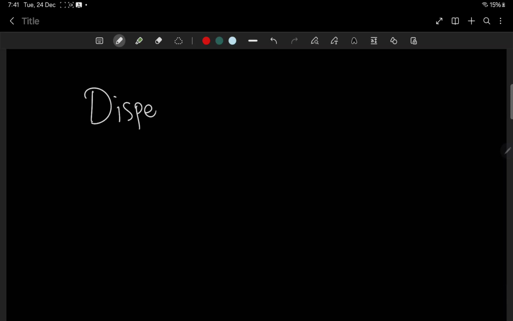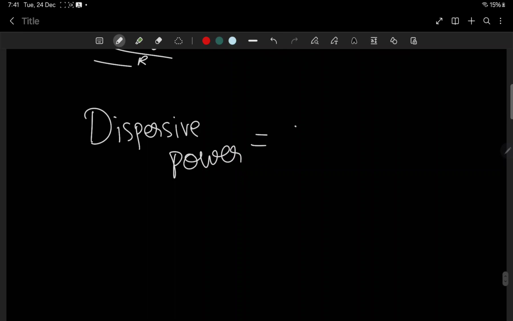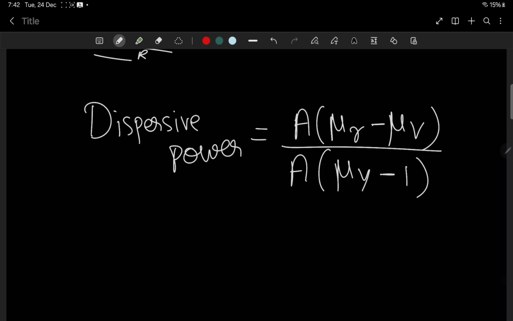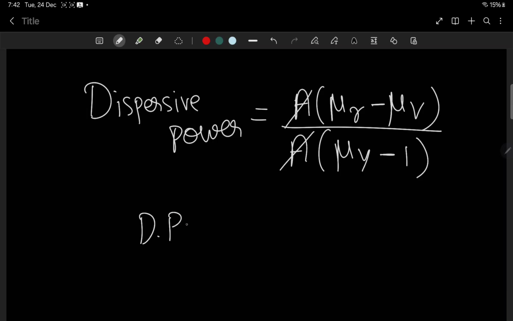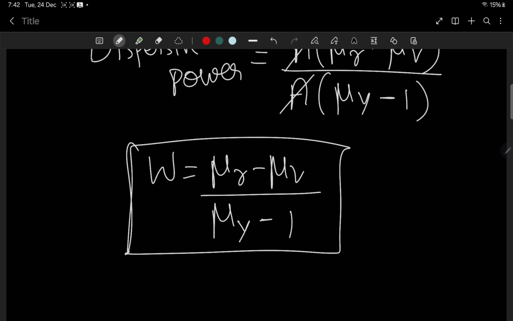So dispersive power means angular dispersion divided by the mean deviation of yellow. For a thin prism, the angular dispersion is A times mu v minus mu r, divided by A times mu yellow minus 1, which is the deviation formula for a thin prism. A cancels. For dispersive power we use omega or W as the symbol. Therefore dispersive power equals mu v minus mu r divided by mu yellow minus 1. Very, very important formula.